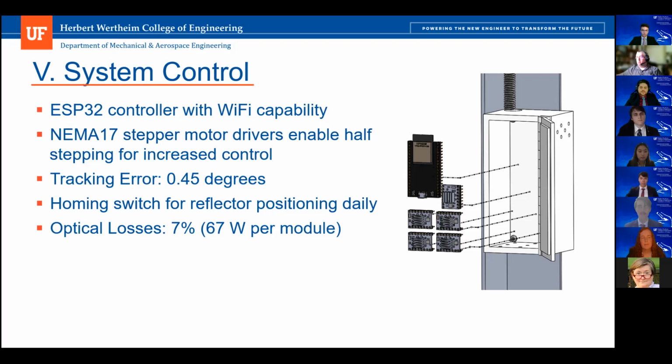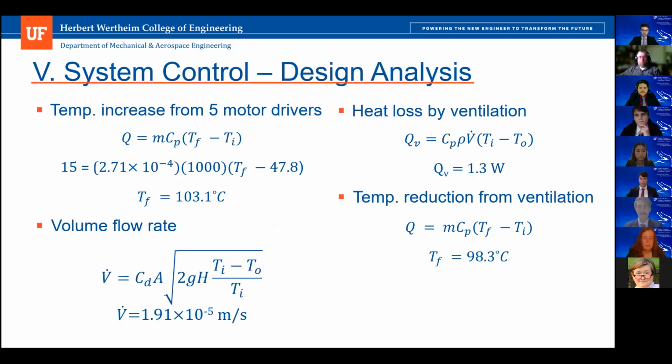The optical losses are 7% due to the reflectivity of the silver-coated mirrors, which results in a 67-watt heat loss for each module. Next, I'll discuss more details about the control box. So there are 5 motor drivers in the control box, and each of them dissipates 3 watts into the ambient air, which is 47.8 degrees Celsius. The scenario of a really hot summer day in Nevada was taken into consideration to assume the worst case scenario.